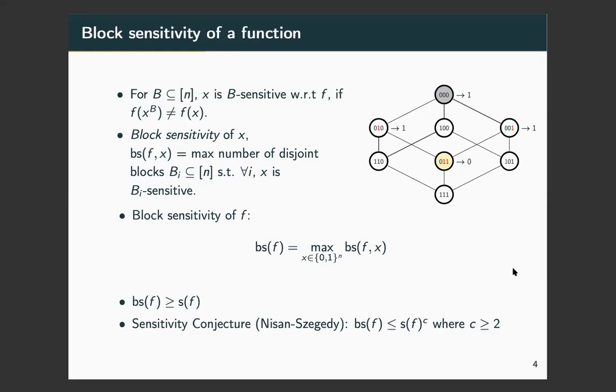The sensitivity conjecture, as posed by Nisan and Szegedy, was that block sensitivity and sensitivity are polynomially related. That is, block sensitivity is upper bounded by sensitivity to the power c, where c is a constant greater than or equal to 2.